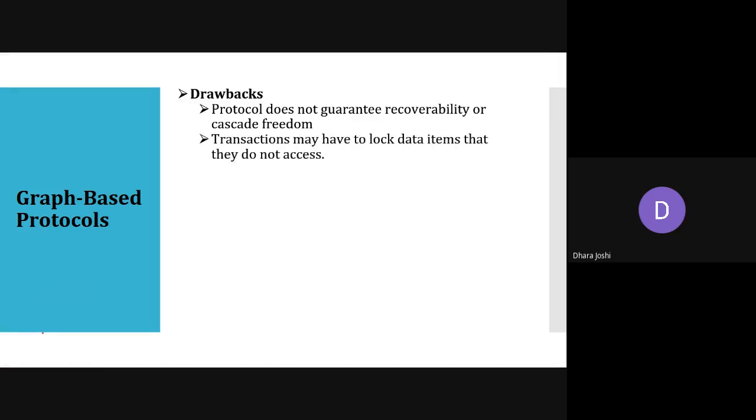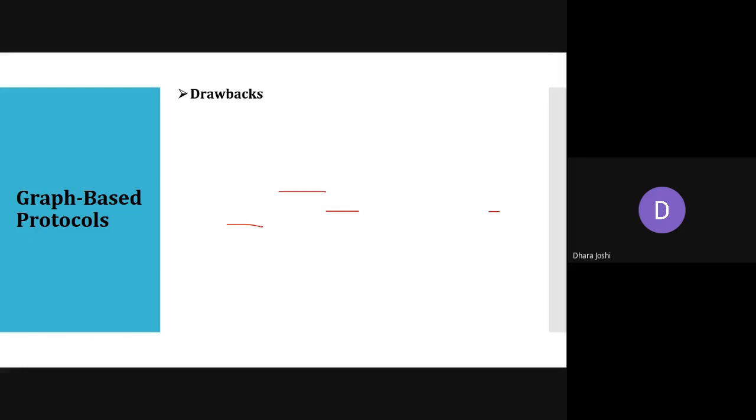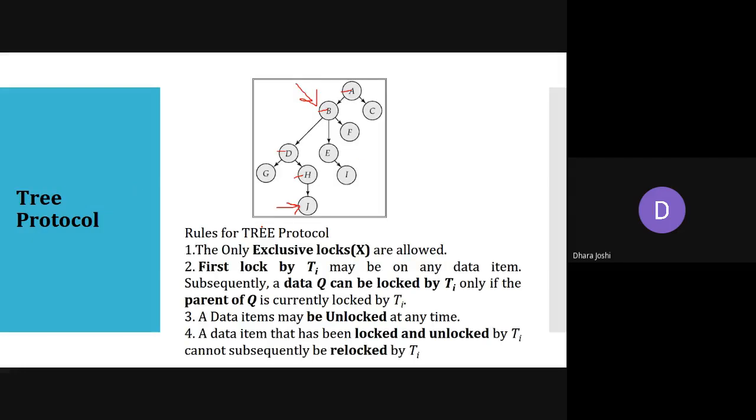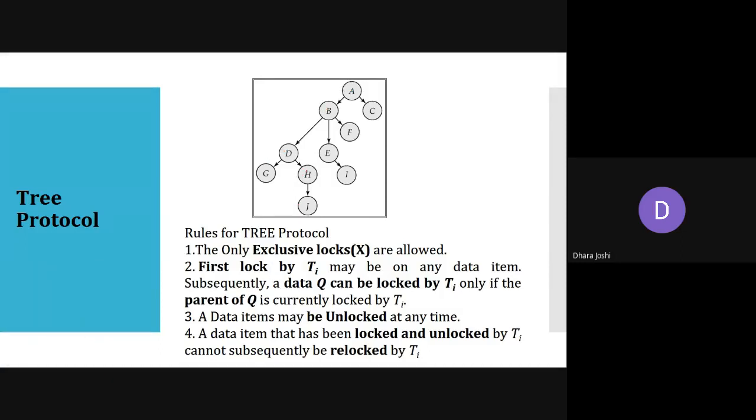Transactions may have to lock data items that they do not access. We have seen the example: a transaction that needs to access data items A and J in the database graph must lock not only these two, but also B, D, and H. We have seen the same example, so we are going back. If one transaction wants to use data item A and data item J, it is mandatory to have a lock on these two data items.